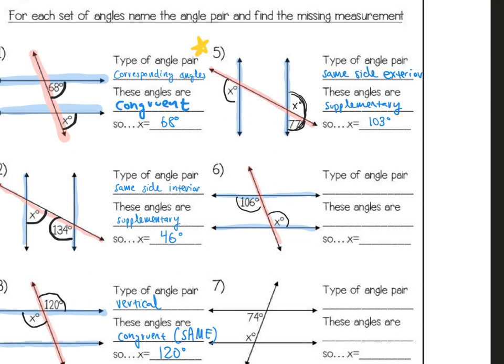This is alternate interior angles, right? Because they're inside the parallel lines. They're on alternate sides of the transversal. These are also congruent. I'm just going to write the same. They're the same. So 106 is the same as x. So x is 106.